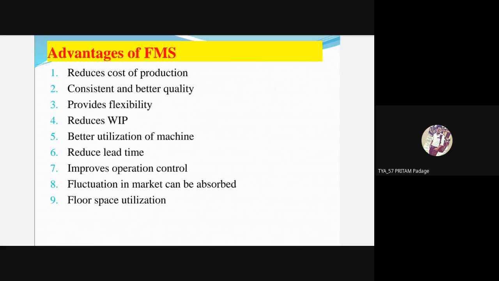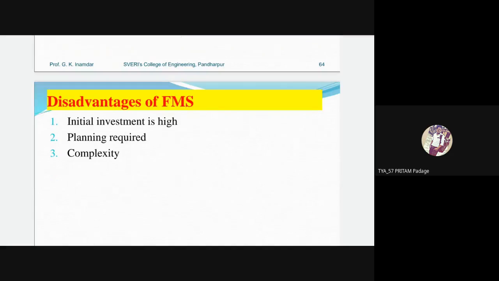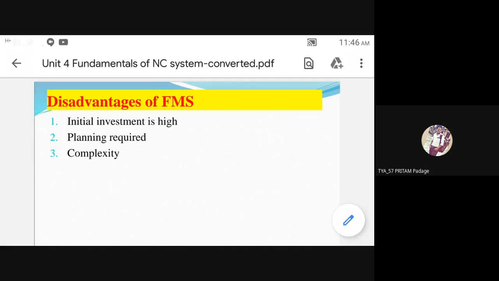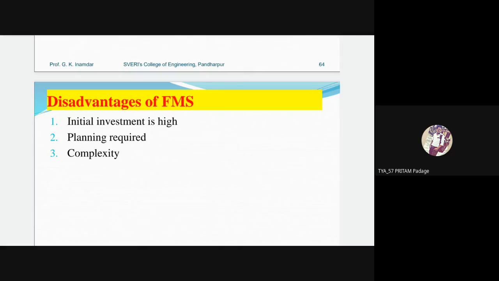Okay, these are advantages. Some disadvantages of FMS are also there. Initial investment is high. Planning required. Disadvantages सारखेच असतात बघा सगळ्यांचे. Planning requirement is nothing but the planning should be better. For better planning, definitely skilled workers are required, skilled persons are also needed. Also, some complexity is there, due to the maximum innovation.